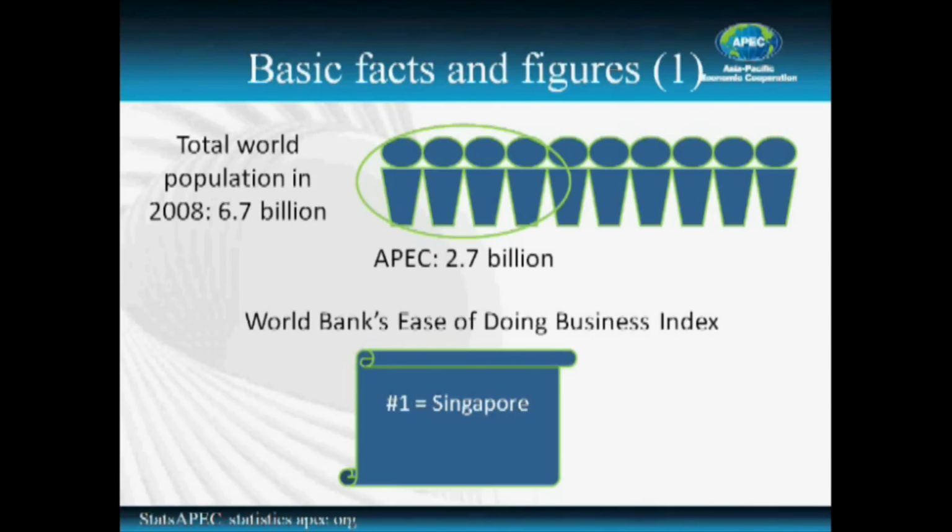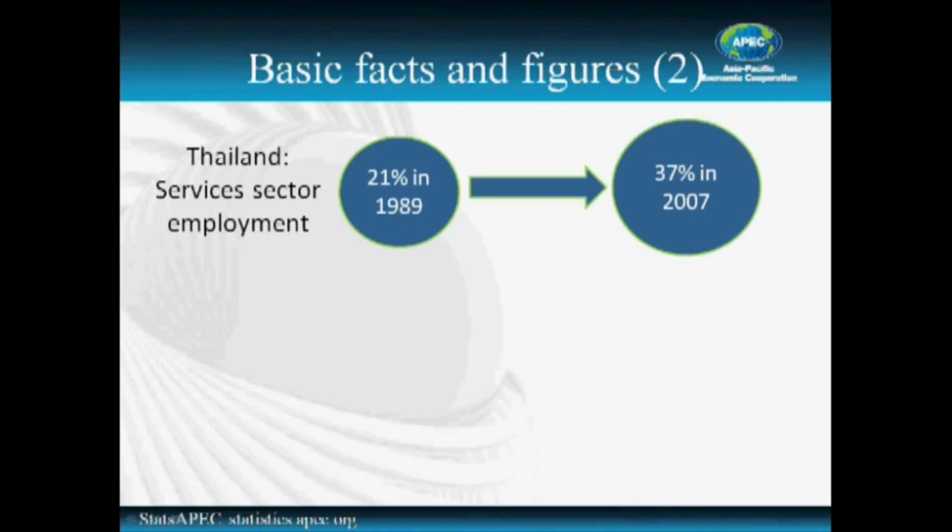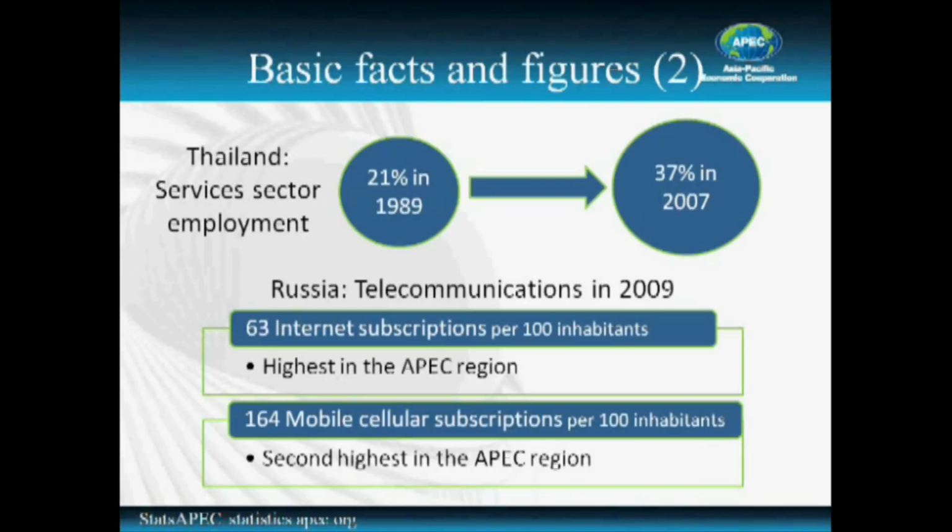1 since 2007. Employment in Thailand's services sector has grown substantially since 1989, although it still accounts for one of the lowest shares of total employment among APEC economies. While the services sector accounted for only 21% of total employment in Thailand in 1989, its share had grown to 37% in 2007. You can find out information about telecommunications as well. Interestingly, Russia had the highest rate of internet subscriptions per 100 inhabitants of any APEC economy in 2009. It also had the second highest rate of mobile phone subscriptions after Hong Kong, China.